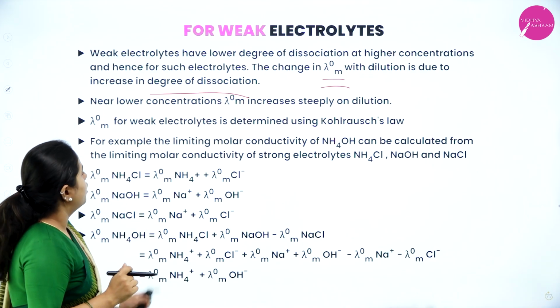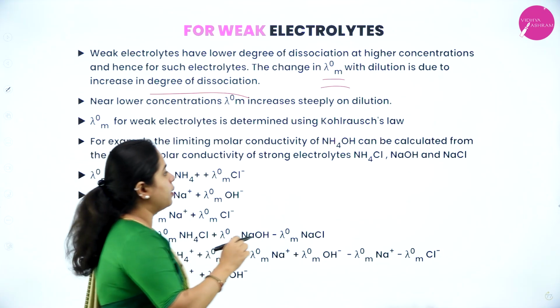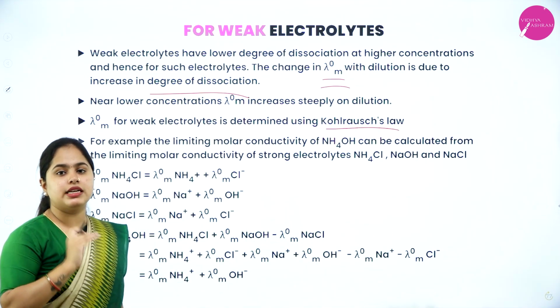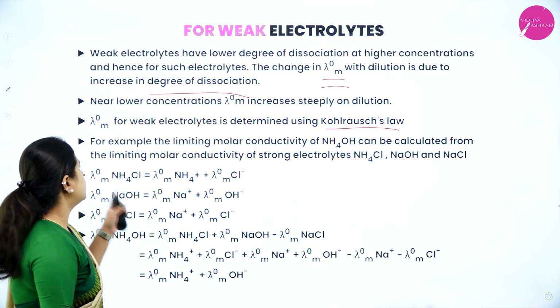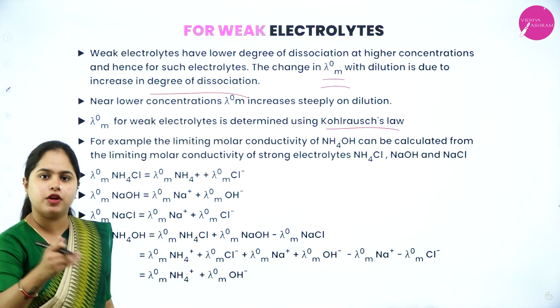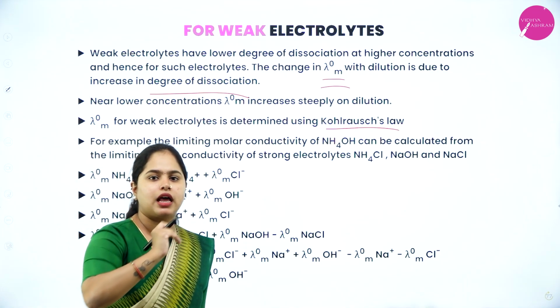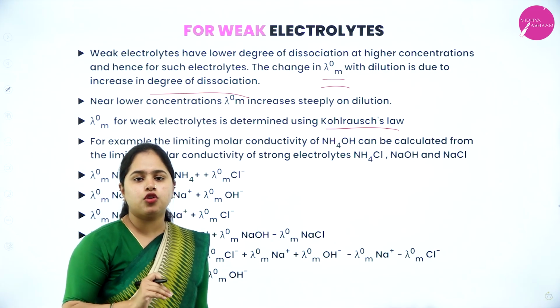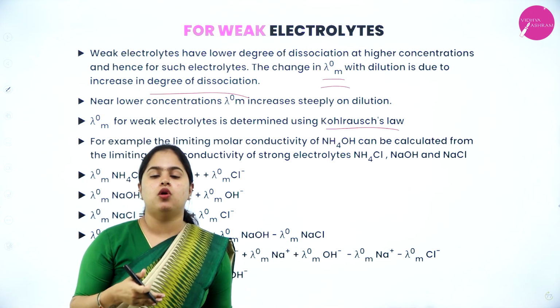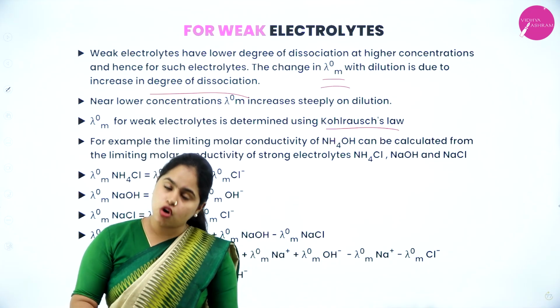So what happens? For a weak electrolyte, it can be determined using Kohlrausch's law. Using Kohlrausch's law, we can determine the limiting molar conductivity. So let's see how we can determine it. For strong electrolytes, we can determine it because the concentration comes to 0. We can calculate the value. For weak electrolytes, how do we calculate it? We calculate it using the limiting molar conductivity values of strong electrolytes.